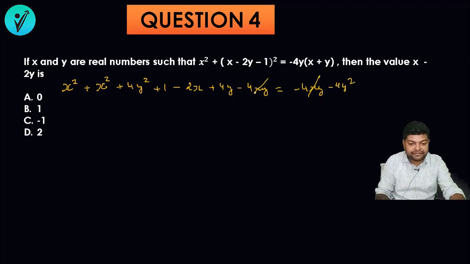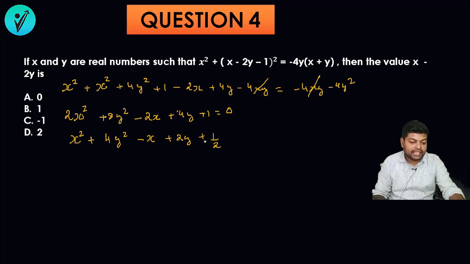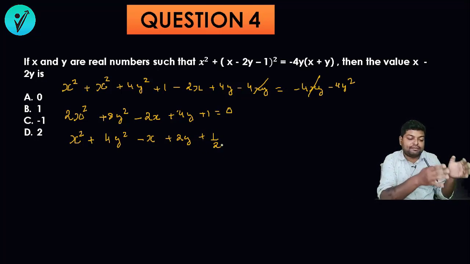So this term will cancel. If you move that 4y square, it will become 8y square. So now you'll have 2x square plus 8y square minus 2x plus 4y and plus 1 equals to 0. Let's take 2 common out. So when you take 2 common out, it will be x square plus 4y square minus x plus 2y plus 1 by 2. Now this 1 by 2 can be split into 1 by 4 plus 1 by 4.